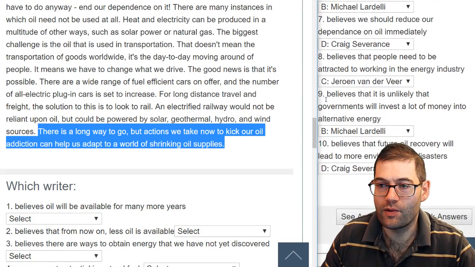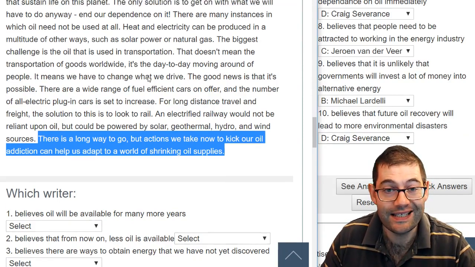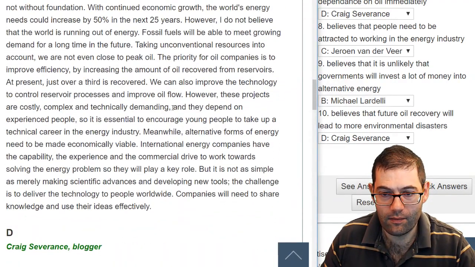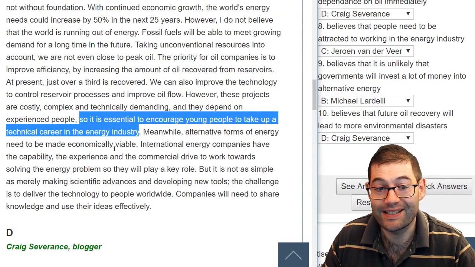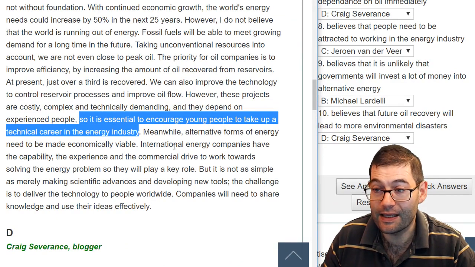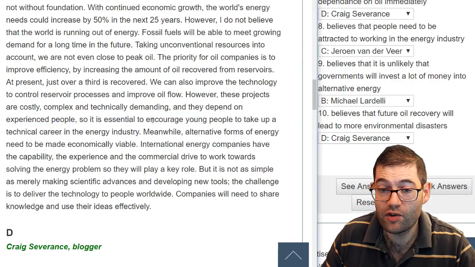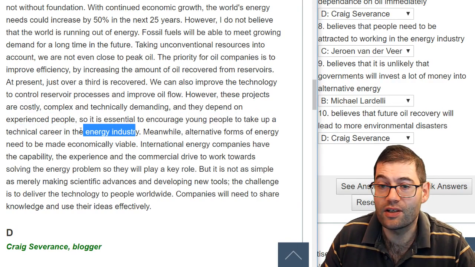For question number 8, we've got which writer believes that people need to be attracted to working in the energy industry? This is in C, and we can see that here. So it is essential to encourage young people to take up a technical career in the energy industry. Encourage people would link to attract. Take up a technical career would be attracted to working too in the energy industry, with clear vocabulary link there.